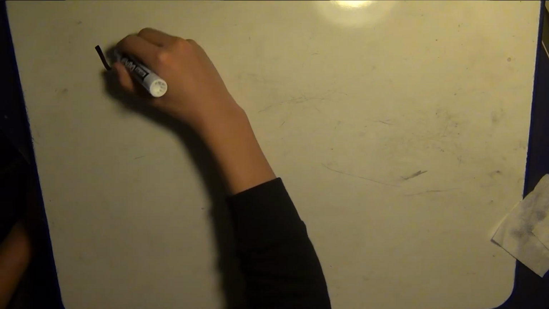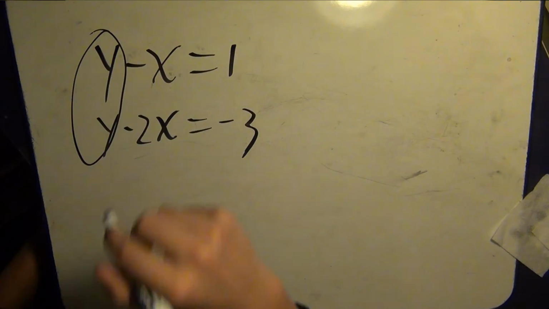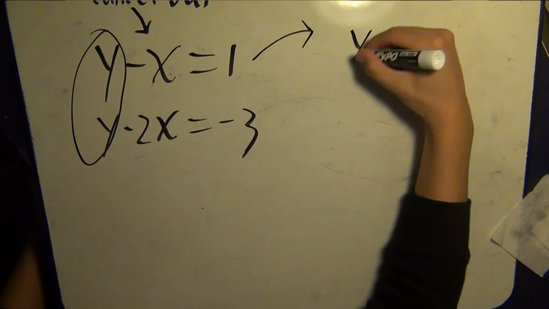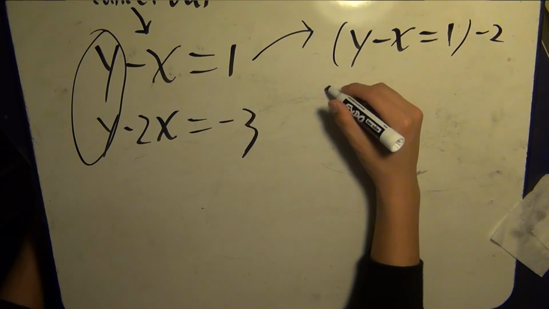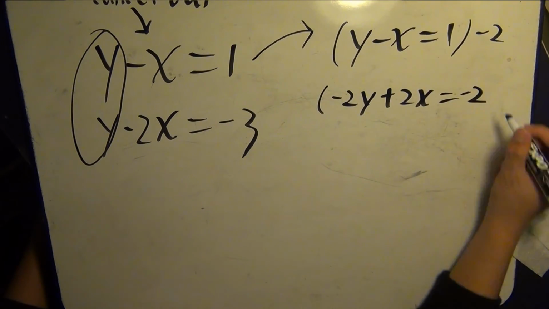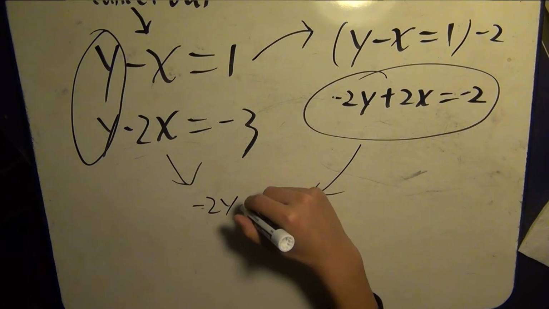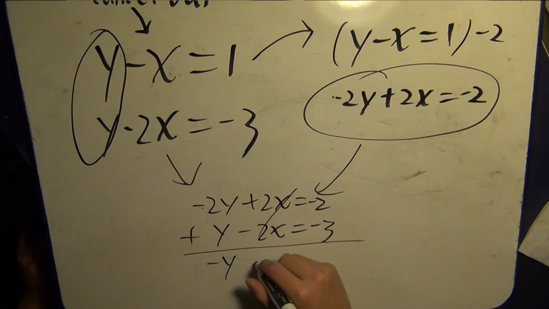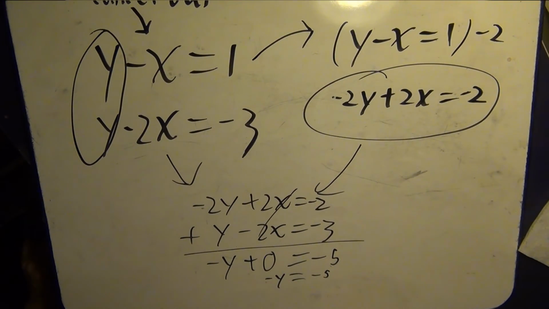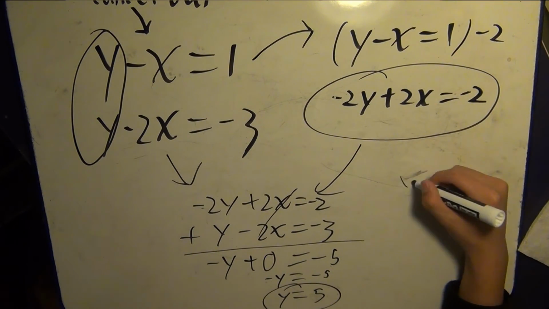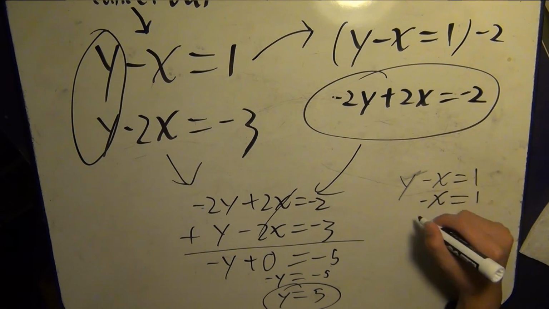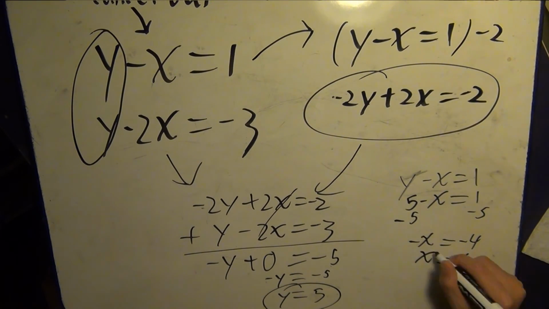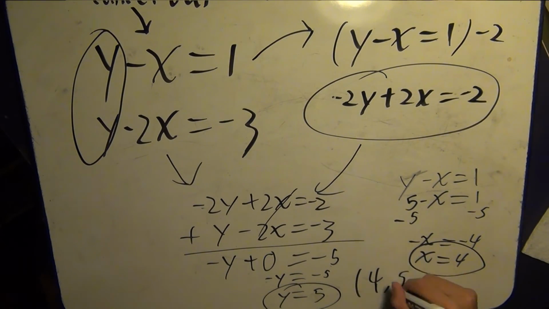So in this equation, let's first choose to isolate y. In order to make negative x and negative 2x cancel each other out, we have to multiply the first equation by negative 2. With that, we will get negative 2y plus 2x equals negative 2, and y minus 2x equals negative 3, which is perfect for canceling. When we add them up, what we are left with is negative y equals negative 5, or in other words, y equals 5. And with that, we're able to substitute 5 into one of the other equations, isolate x, and there's our solution for x. This means the point where these two lines intercept is at 4, 5.